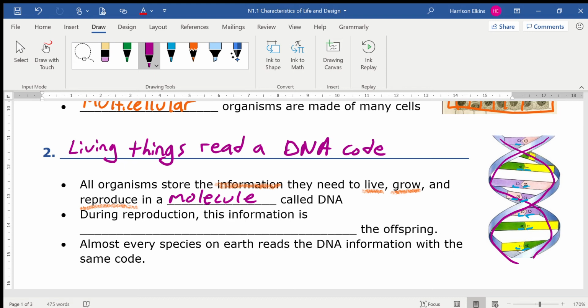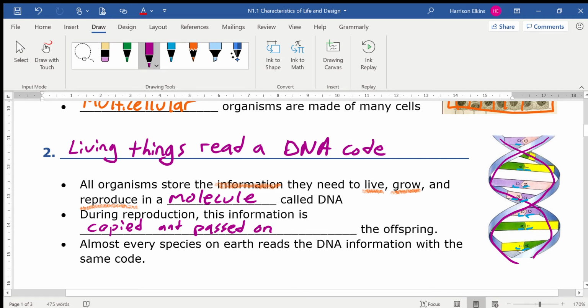When a living thing reproduces, so makes more of itself, that information is going to be copied and then passed on to the offspring. So you have a copy of your biological parent's DNA, for instance. So the information is copied and passed on to the offspring.